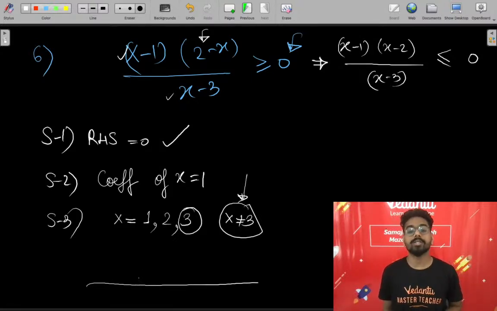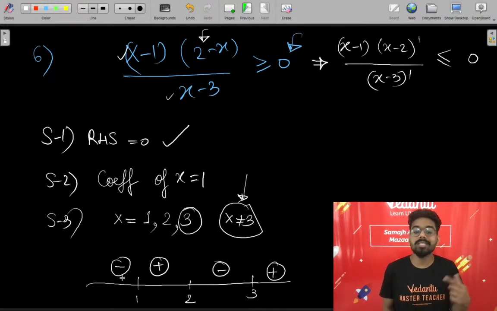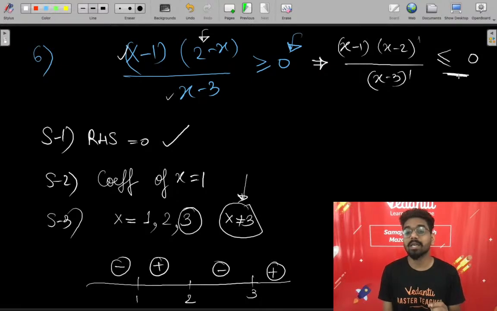And now make sure 1, 2 and 3. Start with the positive sign from the most right hand side and then alternate, change the sign if there is odd power on the factor. Like x minus 3 has been obtained from x minus 3, power is 1, we can alternate the sign. And then 2, about 2 it's x minus 2, power 1, power is odd, you can change the sign. And similarly you can change the sign. But what we are looking for? We are looking for less than equal to 0.